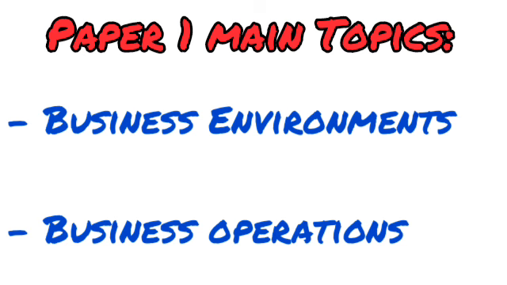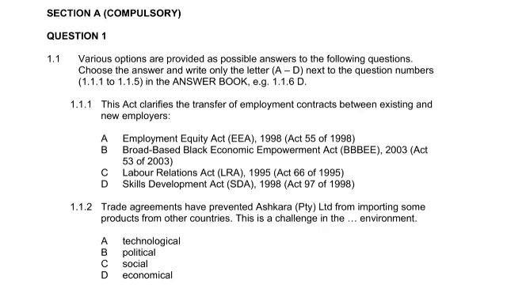And when we move on to business operations, we are talking about the human resource function and quality of performance. In section A, what you can expect is compulsory questions that are going to be a mix of questions from both business environments and business operations. Next, you're going to see some examples if you are unfamiliar with how the question paper will look.